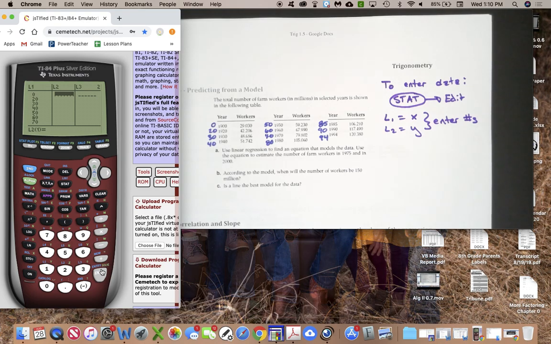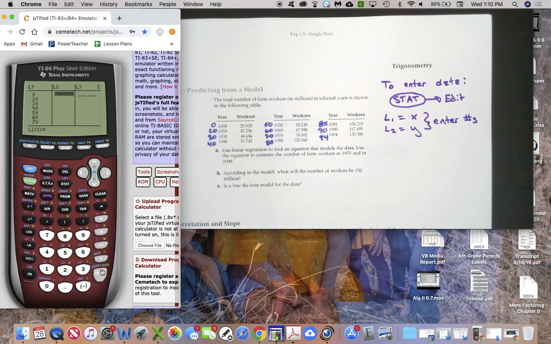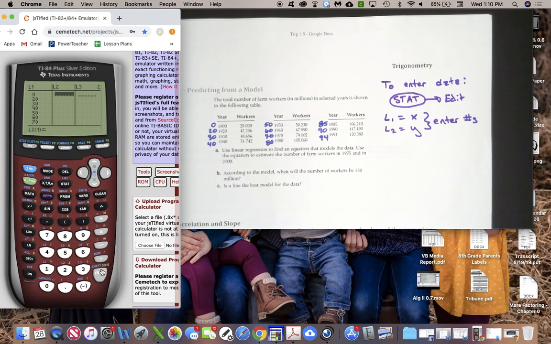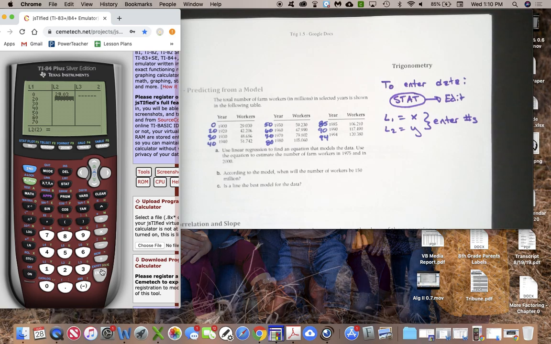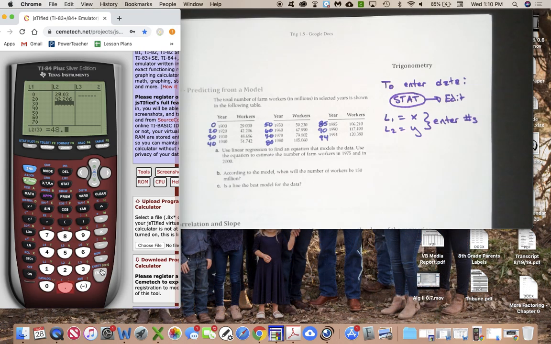Are those decimals or commas? Can you see? 29.030. You're going to get weird answers if you put that with a comma. So 29.030. My calculator is slow. We did it.